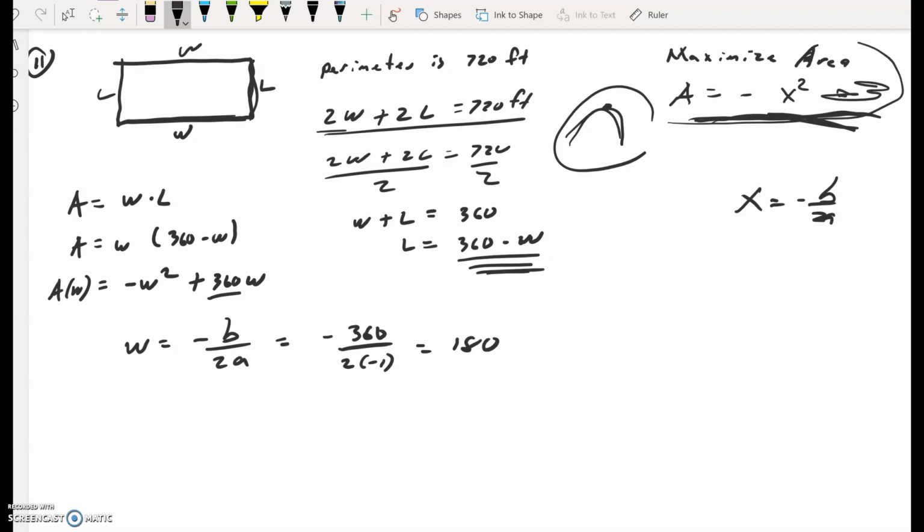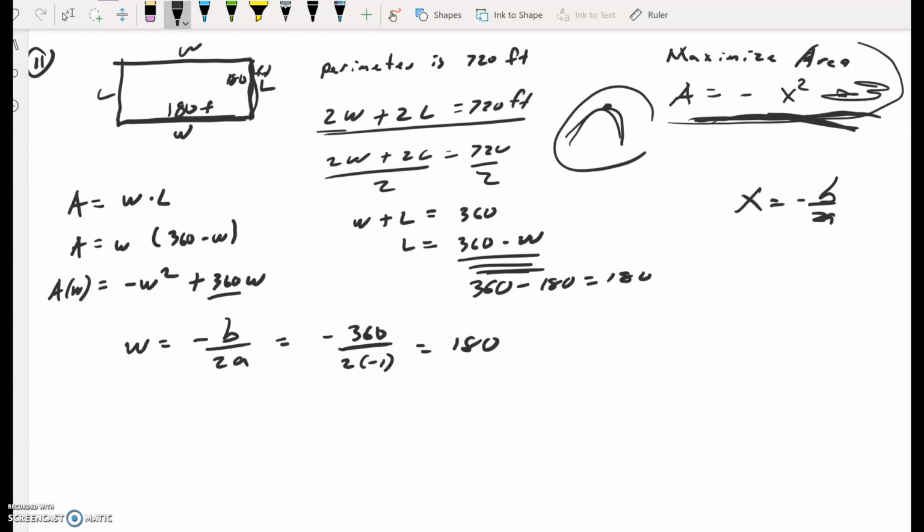And that is what we wanted to know. What dimensions will maximize the area? Well, it's when w equals 180. And L, the length, is 360 minus W. And so we have found out that when this is 180 feet and this is 180 feet, that will maximize the area of the rectangle.